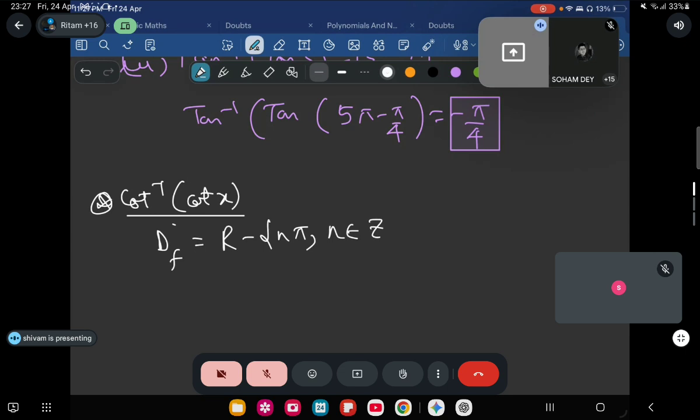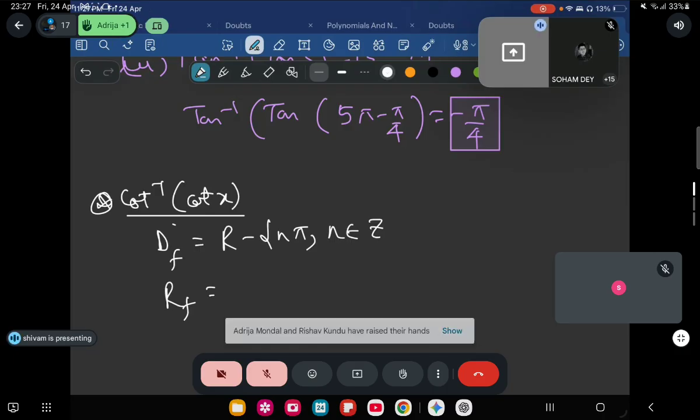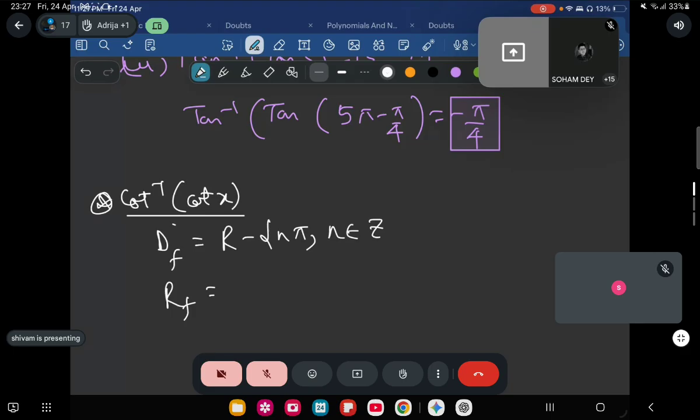And what is the range of cot inverse cot of x? Tell me. For this, you just substitute the domain. Tell me, what is the range of cot inverse cot of x? Okay, Rishabh, tell me. Sir, closed 0 to pi. I mean, open 0 to pi. Open 0 to pi. Yeah, okay.